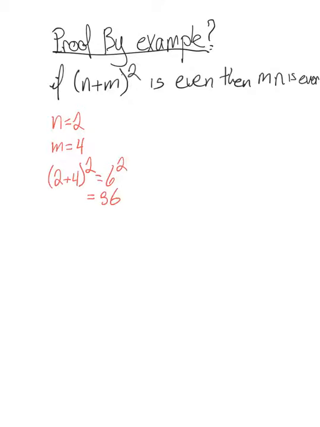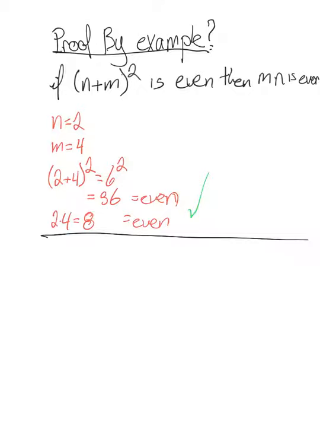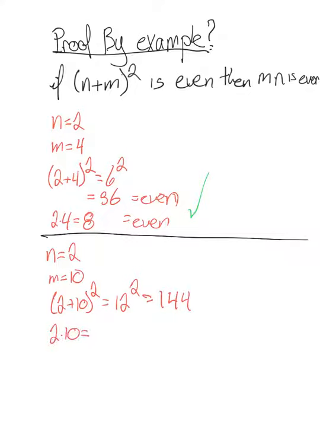But is 2 times 4 equals 8 even? Even. Perfect. This checked out. But now let's try a different example of n equals 2, m equals 10. So 2 plus 10 squared equals 12 squared equals 144. And 2 times 10 equals 20.